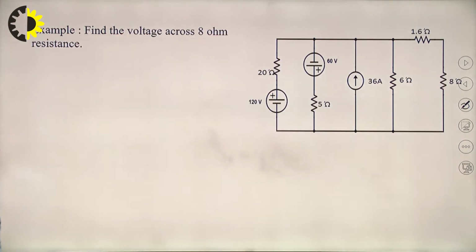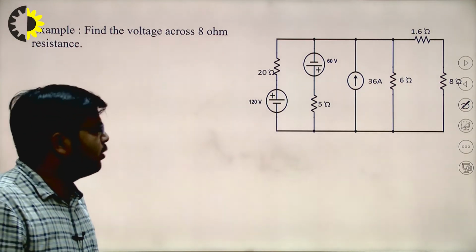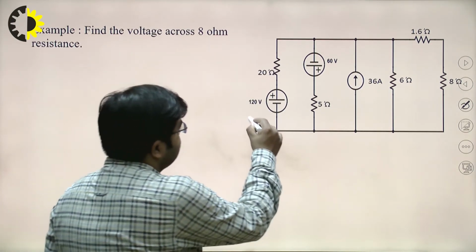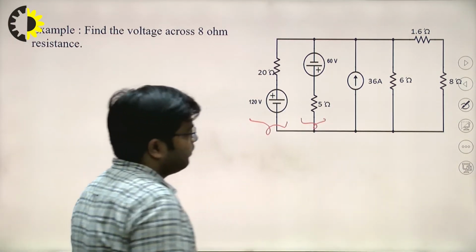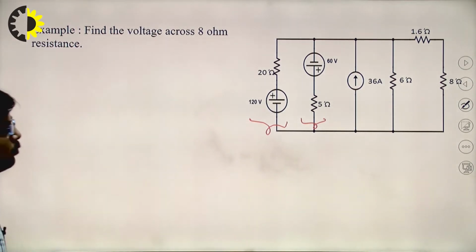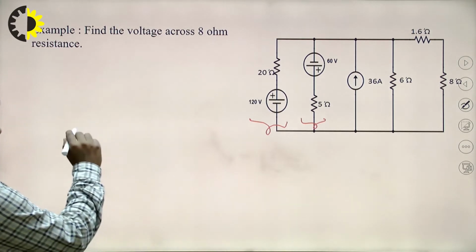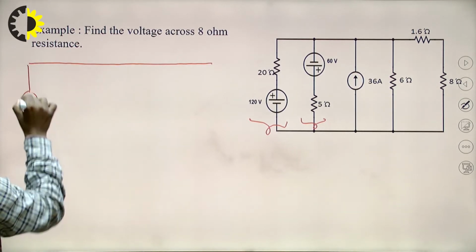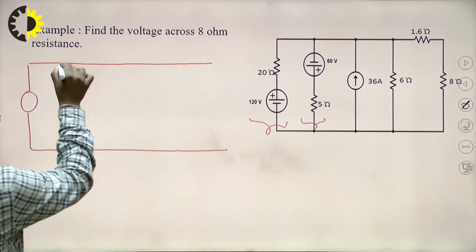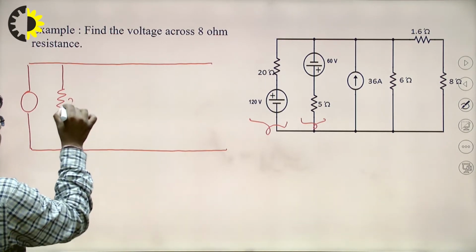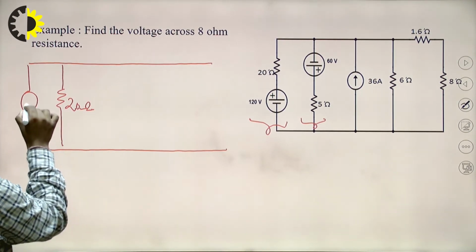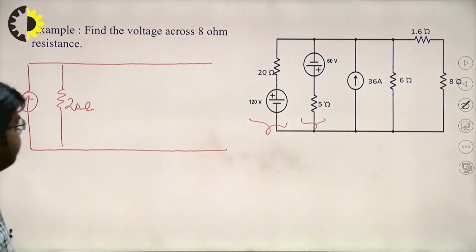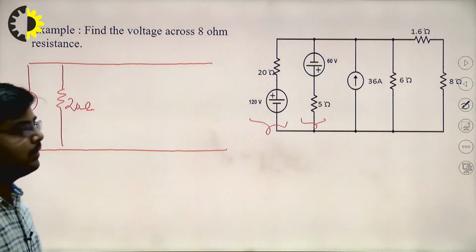Now find the voltage across 8 ohm resistance. So again you can use the source transformation method. So here you can see you can transfer this voltage source into current source. So after transferring this voltage source into current source, you will get a network like this. So there will be a current source, and this resistance 20 ohm, and the direction of the current source will be like this, and this value will be 120 divided by 20, that is 6 ampere.